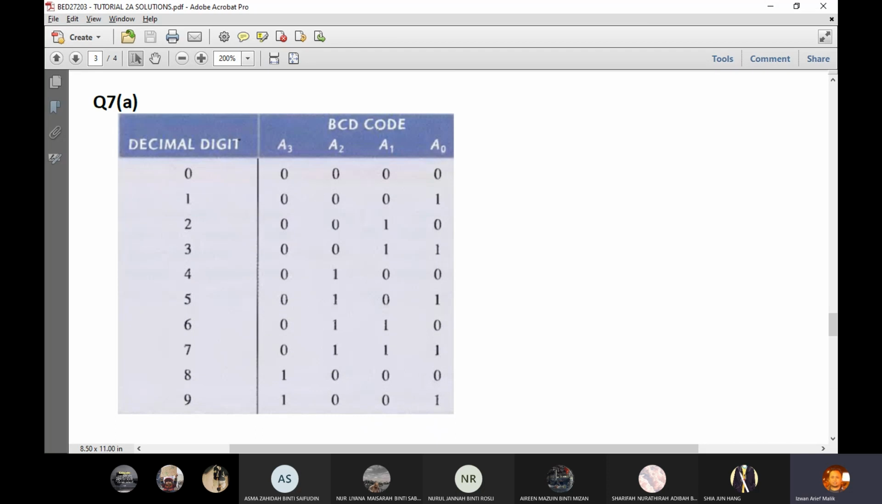Why? Sebab nombor 100, the first number will becomes 1, which is 0001. The second number is 0. So I need this to represent 10. Kalau saya nak represent 100, then I need another one of this. So saya perlukan 3 BCD code, so 100. The first one is 0001, the second and the third one is 0000. Baru kita dapat nombor 100.